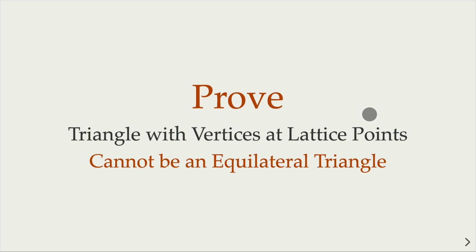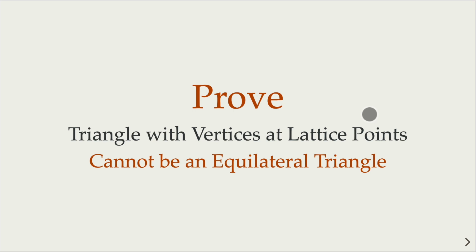Alright, today we're going to prove a fact. That is, a triangle with vertices at lattice points cannot be regular. That is, it cannot be an equilateral triangle. Now, what is the lattice point? Of course, in a 2D plane, that would be the integer coordinate.